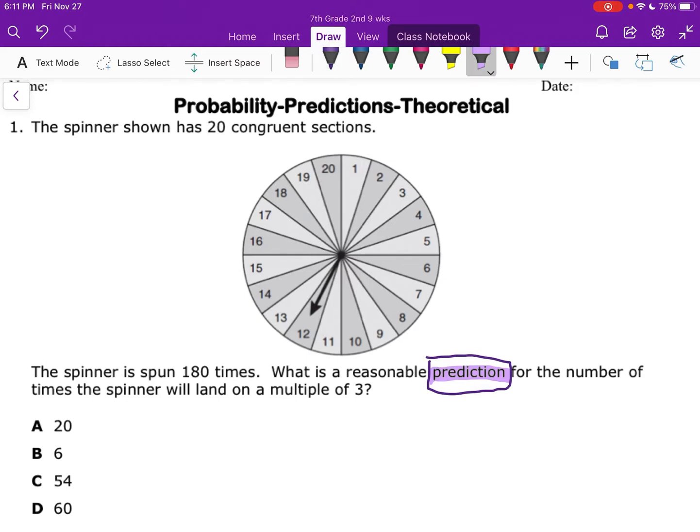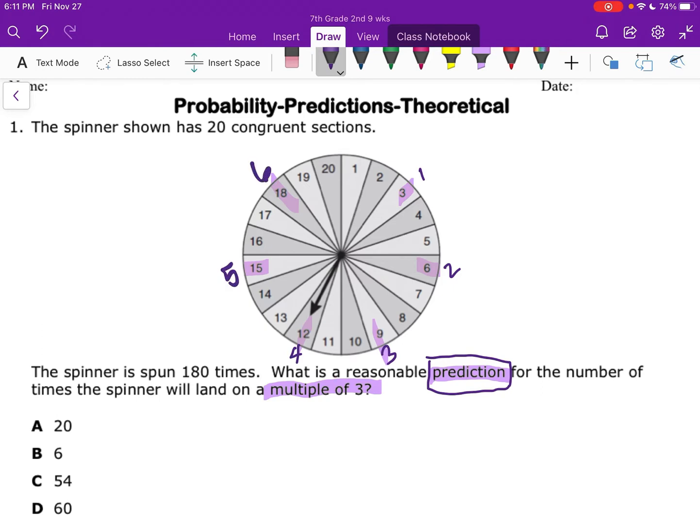It's asking us for a prediction for when it will land on a multiple of 3. So we look at our spinner and we look for the multiples of 3. Your multiples are just your skip counting when you skip count by 3. So 3, 6, 9, 12, 15, 18, 21, and 21's not on there. So let's count them. We have 1, 2, 3, 4, 5, 6. So 6 multiples of 3.